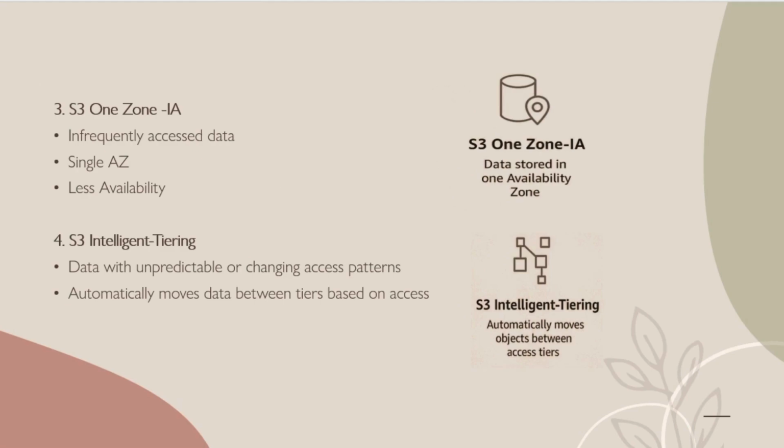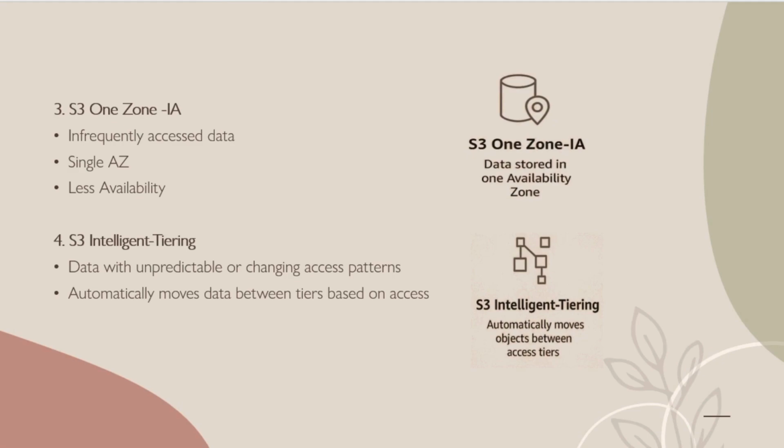The next one is One Zone Infrequent Access. If I use this storage class, S3 will store the data in only one availability zone, which means if that availability zone fails, we can't recover the data. That's why it provides less availability compared to Standard Infrequent Access, and its cost is also lower compared to Standard Infrequent Access.